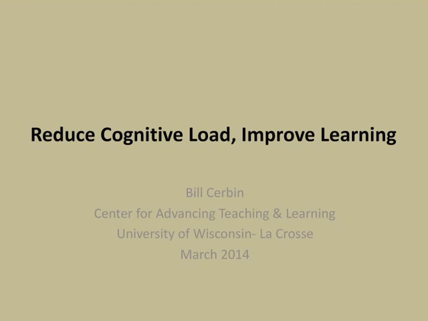This is the second part of a presentation on working memory and cognitive load. Part 1 described working memory as a significant constraint on learning. There is often a mismatch between the amount of material we expect students to learn and their ability to process new information in working memory.